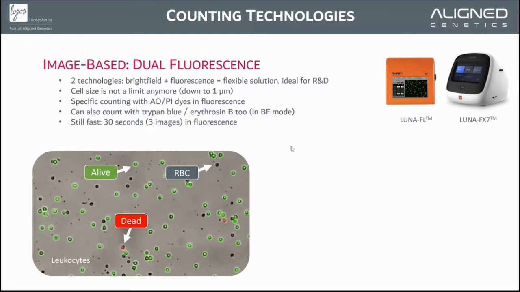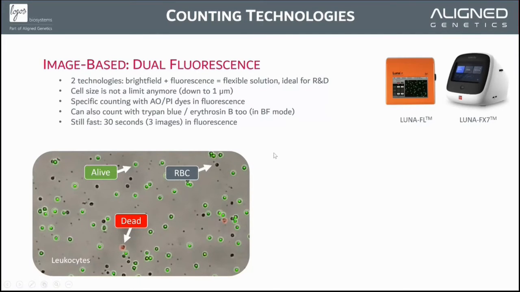You still have the Brightfield as with the previous instrument like the Luna 2, plus 2 channels of fluorescence. So you have 3 sources of light, and here you have 2 examples of dual fluorescence instruments that we provide, the Luna FL and the Luna FX7.